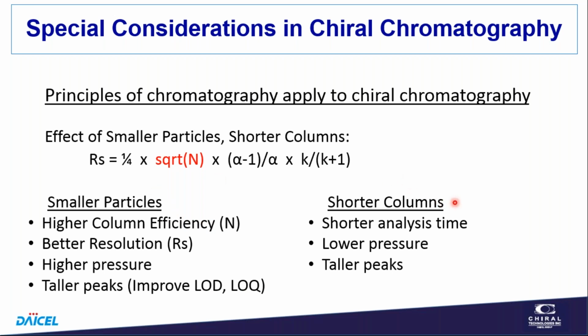There are also some advantages to using a shorter column. We have shorter analysis time. Obviously, from the shorter column, we have lower pressure, so we may be able to run at a higher flow rate and reduce analysis time further. As we discussed earlier, the retention factors are unaffected by flow rate. And this is a little counterintuitive, but on shorter columns, you also get taller peaks.